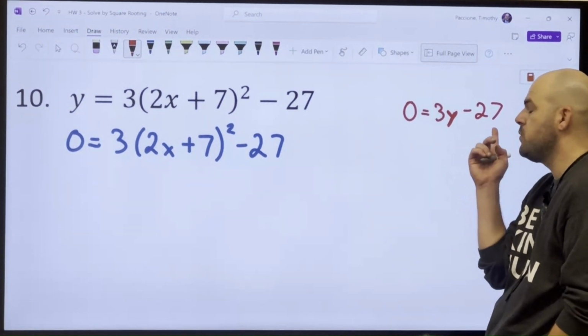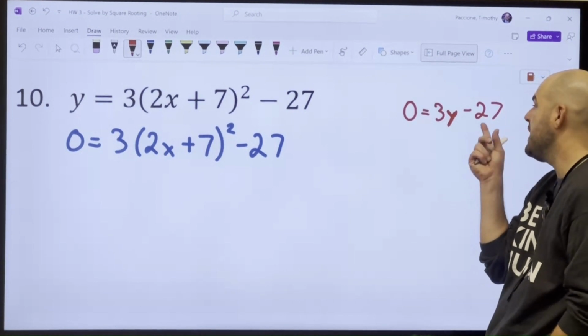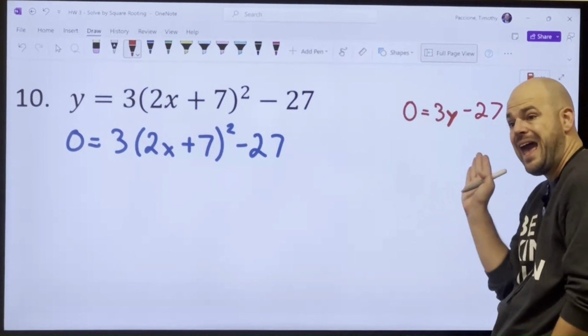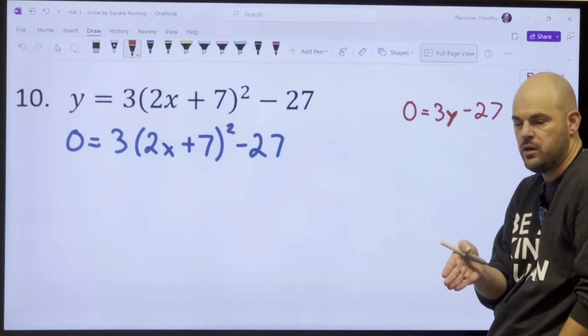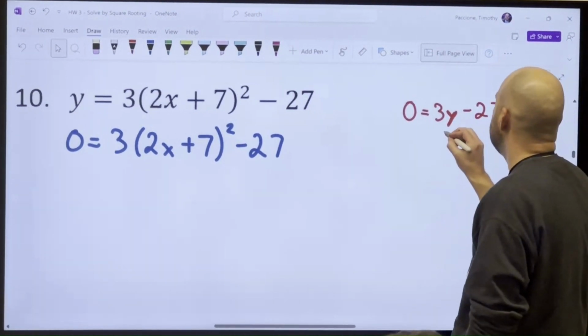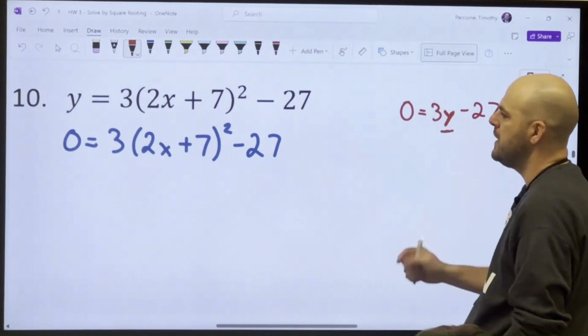You can't divide before you... Well, you got to get rid of the negative 27, which we would add. Add 27 to both sides, and then we would divide by 3, right? Because we're trying to isolate the y. We're trying to get that y by itself.